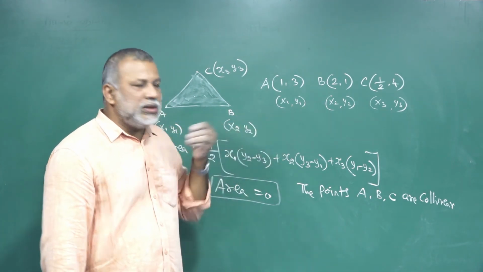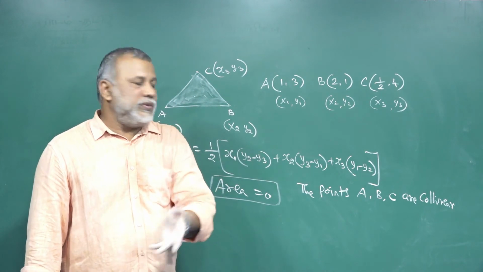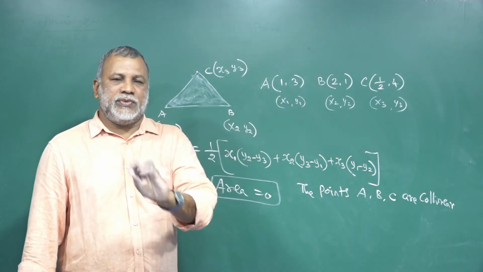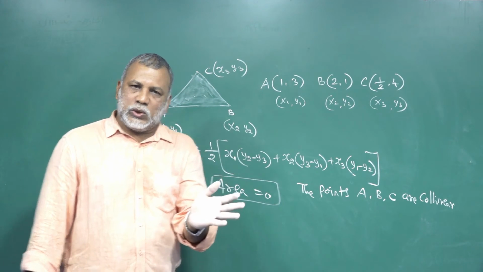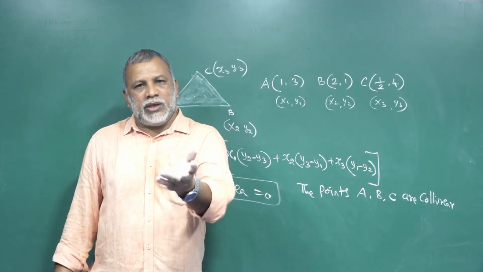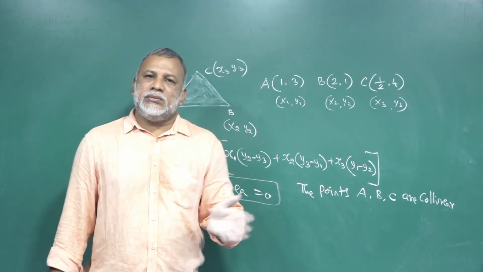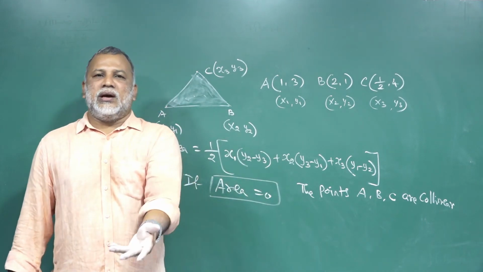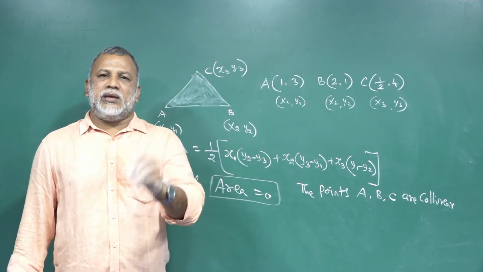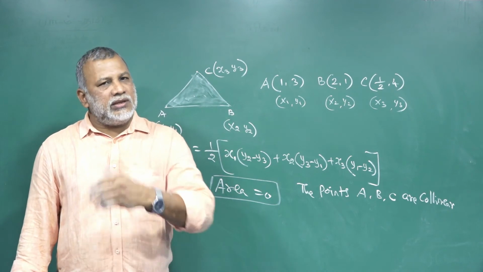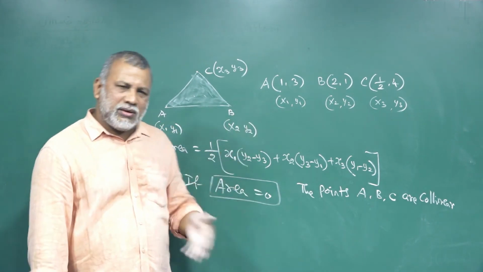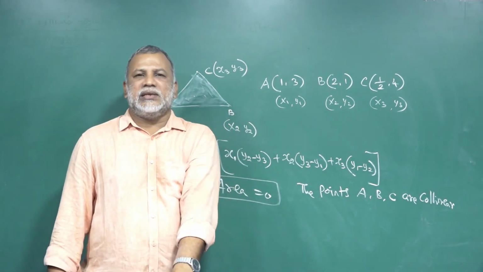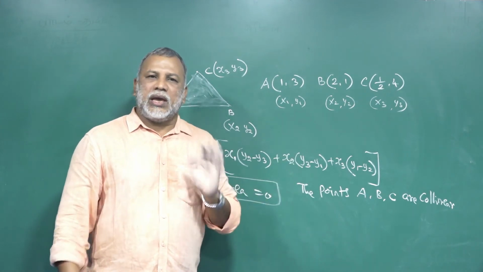So, dear students, you have to work out all these concepts yourself. What is the first concept? By using the slope. What is the second concept? By using the straight line. What is the third one? Any other method means finding the area of the triangle. If the area is zero, you can say the given three points are collinear. These were already used in your lower classes, so just do your calculation.